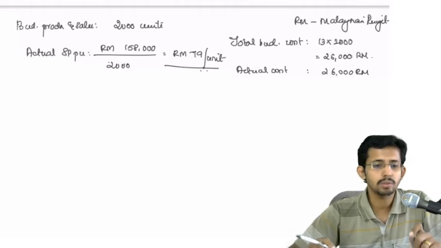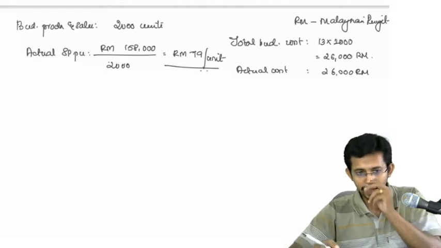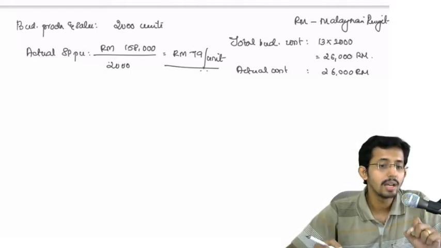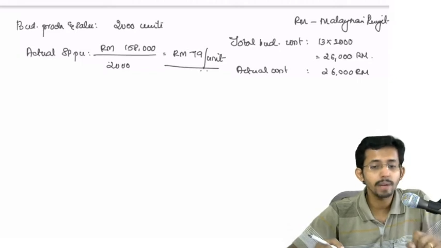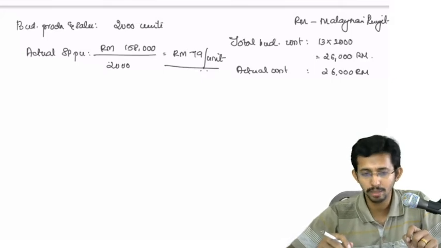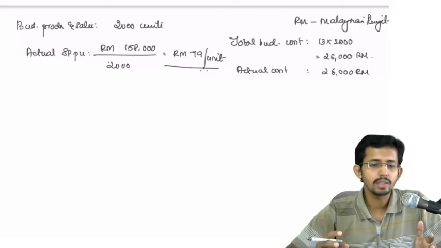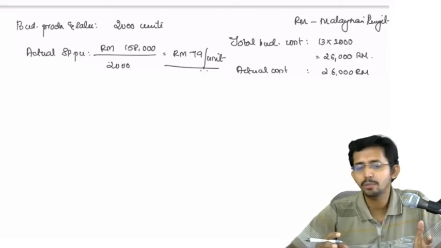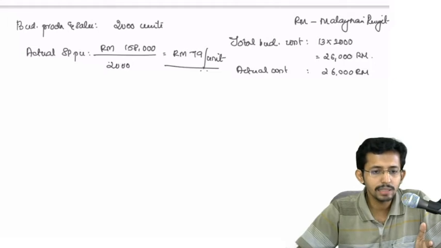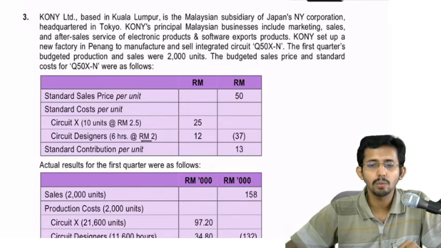Now, circuit designers have the responsibility of designing electronic circuits that make up electrical systems. Circuit designers' cost rose dramatically with increased demand for the specialist skills required to produce Q50XN, and the general market rate was RM 3.125 per hour, although Kony always paid below the normal market rate wherever possible. So the rate of these specialist designers was Malaysian ringgit 3.125 per hour, whereas how much have we budgeted? We have budgeted at 2 ringgit. Am I right? Yes.